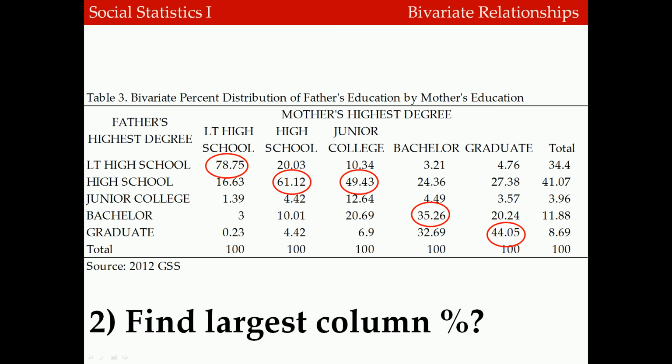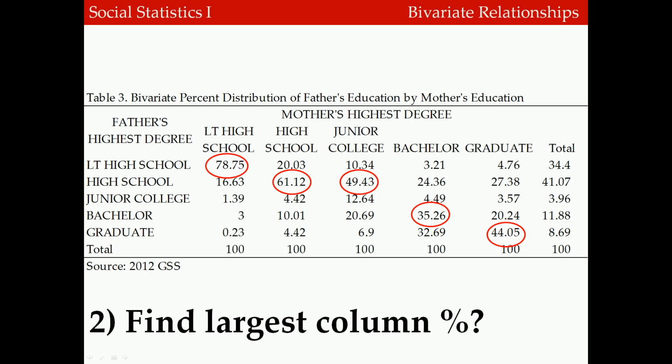Now, what about the actual relationship in our table? Does this table show a negative or a positive relationship? Well, if we go back to our actual data and pay attention to it now, we can determine that. So here what I've done is I've taken each of the columns and I've identified the highest percent in each column. And so notice that less than high school for mothers, less than high school for fathers is the highest category in the first column. For the second column, high school degree for both is the highest. For the third column, it looks like the highest category is mothers who have a junior college degree and fathers who have a high school degree.